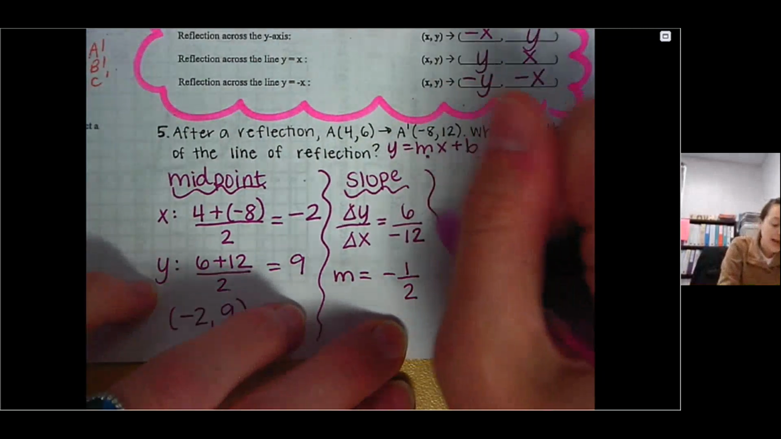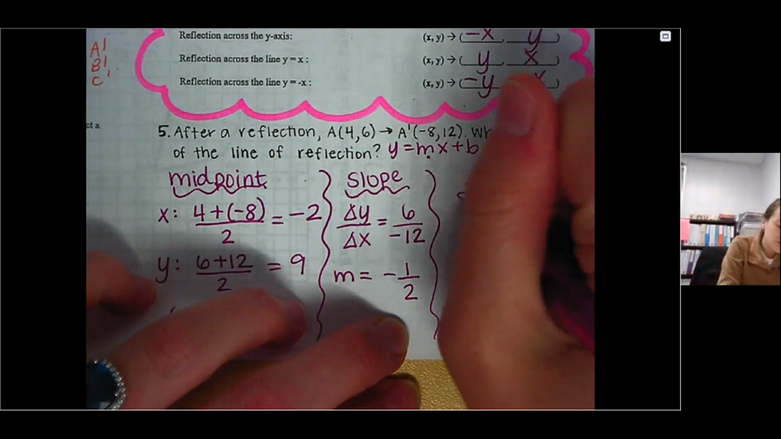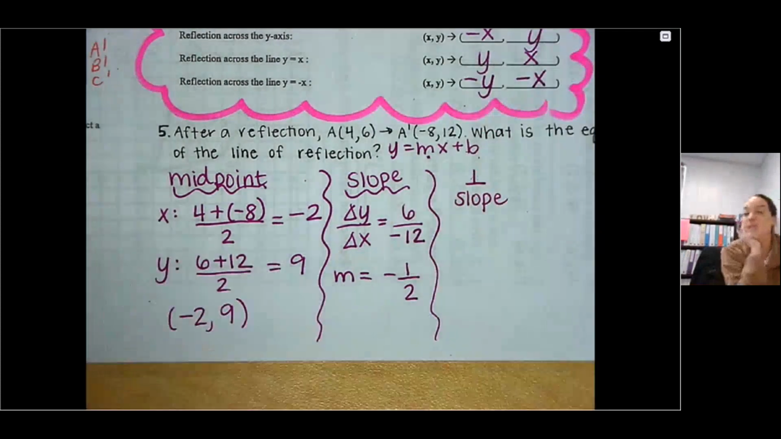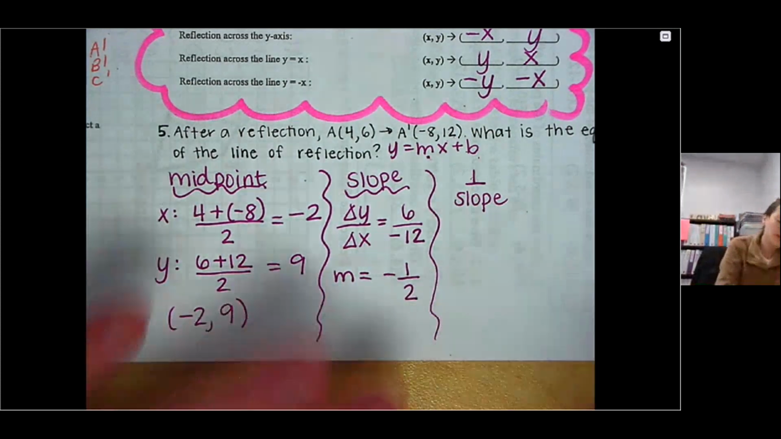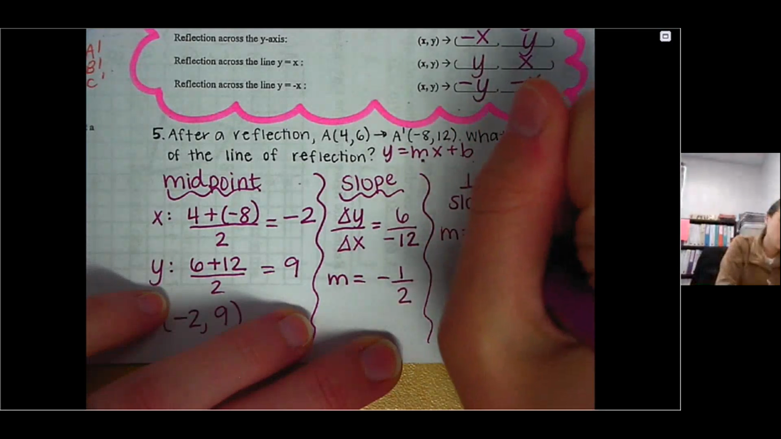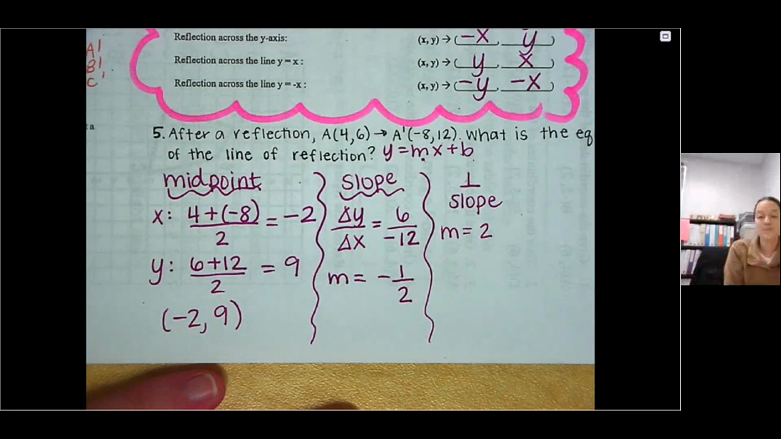Now, that's great, but I'm writing the equation of a line that is perpendicular to this one. So that means I have to use a perpendicular slope. And remember, if lines are perpendicular, their slopes are opposite signs and reciprocals. So they trade places and they change signs. So instead of -1/2, it becomes +2/1 or just a +2.